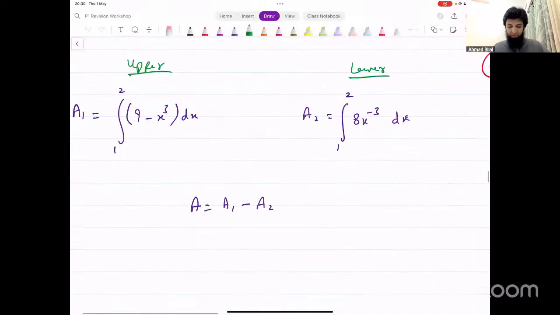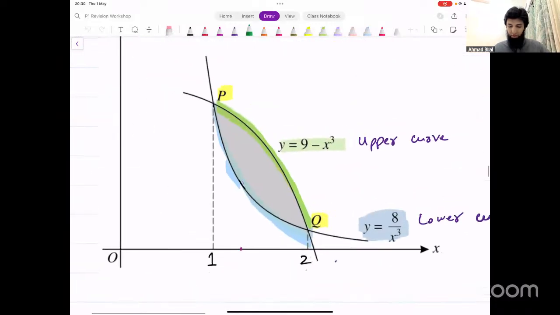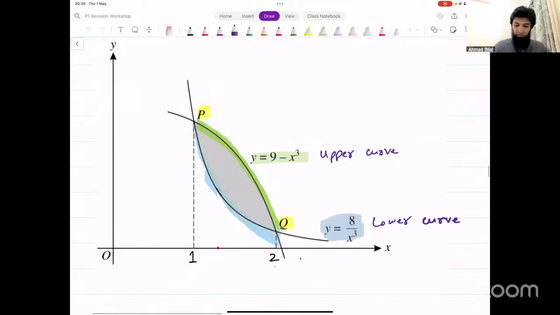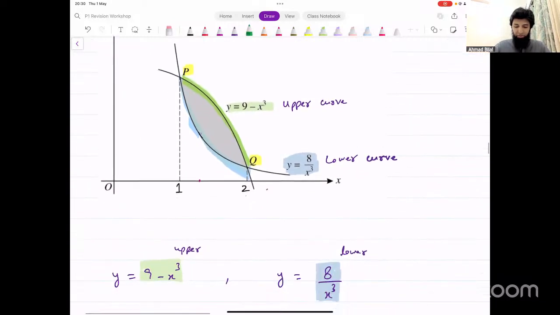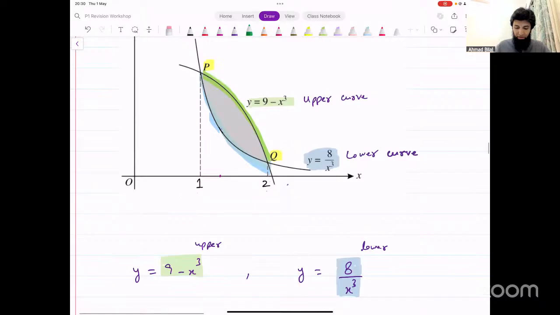Let's say you have something like this. You have two functions. One is y equals 9 minus x cube, and the other is y equals 8 over x cube. In the shaded part, you see which is the lower function and which is the upper function. The blue one is the lower function, the green one is the upper function. What you do is you integrate each of them separately. That's one idea. Upper function, you integrate that, input its limits 1 to 2.